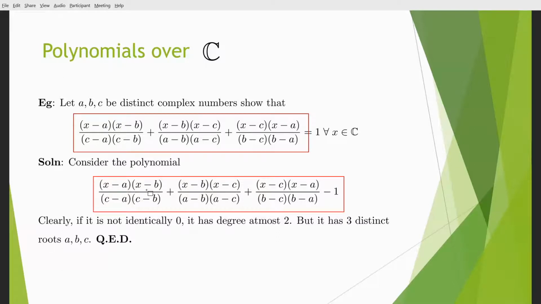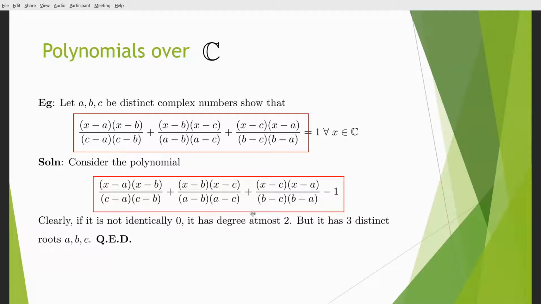But observe that if you substitute a in this expression, you get 0, because the first and the third terms are 0 and the second term is 1. So it cancels off the last one, and so the entire thing is 0. Similarly, if you substitute b, then the first and second terms are 0 and the third term is 1. If you substitute c, then the second and third terms are 0 and the first term is 1. So you will have 3 distinct roots for this polynomial, although it has degree at most 2. And this gives us a contradiction. It cannot be a non-zero polynomial. It has to be the 0 polynomial.